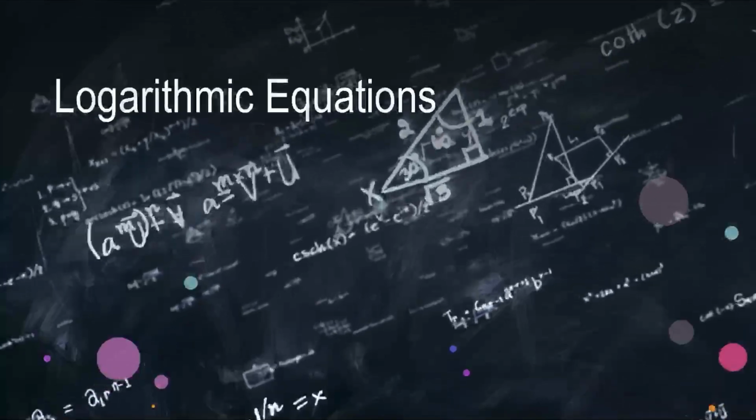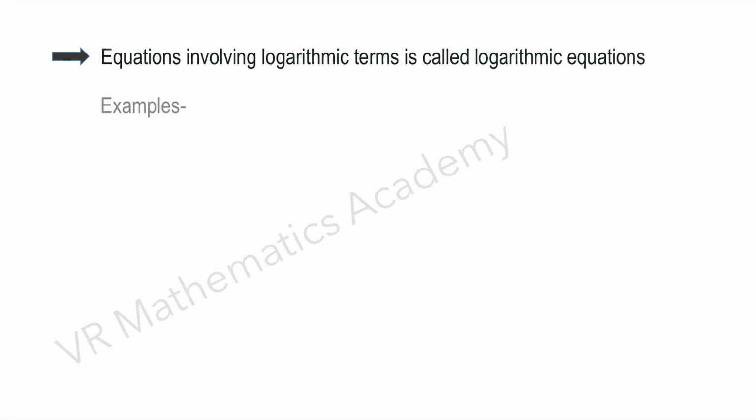So let us start. Equations involving logarithmic terms are called logarithmic equations. So firstly we should know the meaning of logarithmic equations. Now examples: log of x square minus 1 with base 2 is equal to 3. This is a logarithmic equation. Log of 9 base 2 minus 2 raised to the power x is equal to 3 minus x. This is also a logarithmic equation.